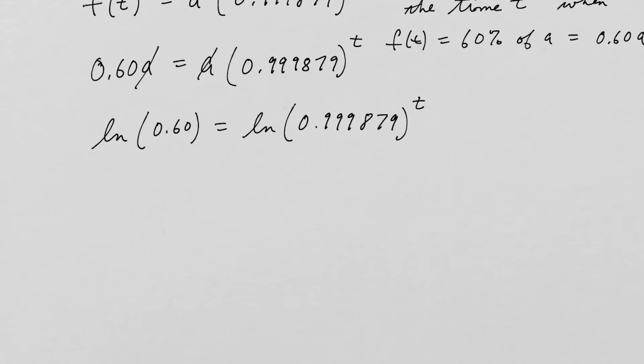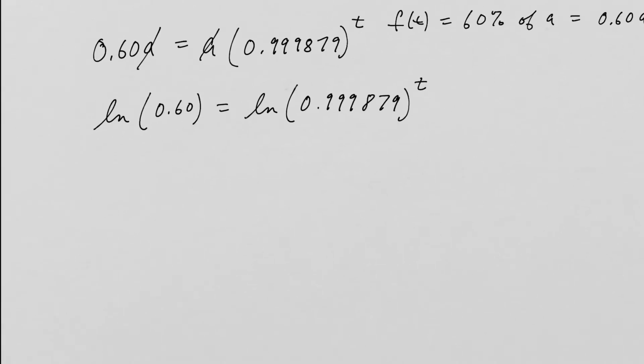Then I can use the exponential property that t will come out front, right? That's one of the properties of logs. So I'm just going to write the right-hand side on the left-hand side, just to reverse it so I can put my variable on the left-hand side. So this is going to be t times natural log of 0.999879 is equal to natural log of 0.60.